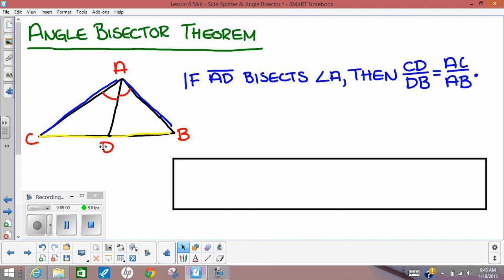So just like I did for the side splitter theorem, I like to extend my angle bisector. And I kind of end up with fractions again. I have this over this, and this side over this side. So let's do an example.